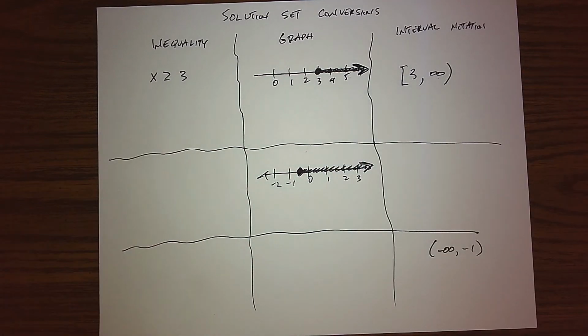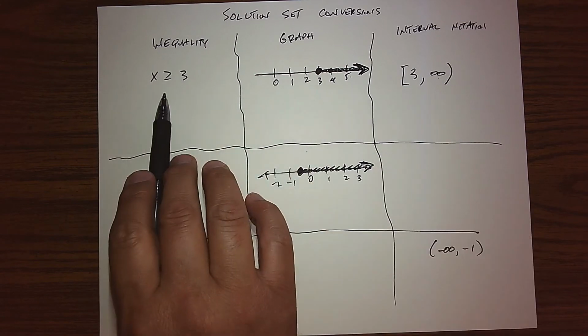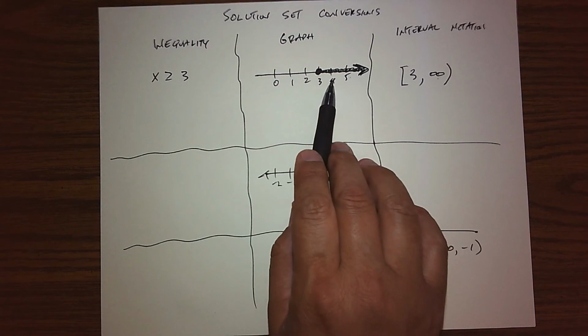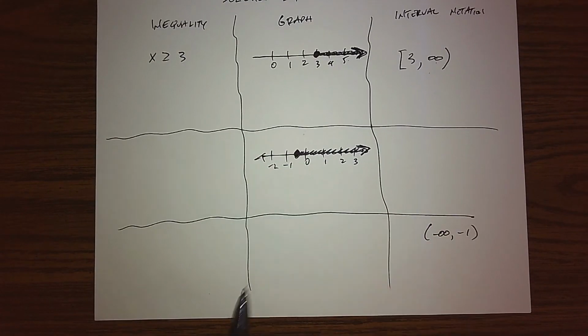So there would basically be 3 ways to describe the same set: an inequality way, a picture way, and then the interval notation way. So 3 ways to say the same thing.